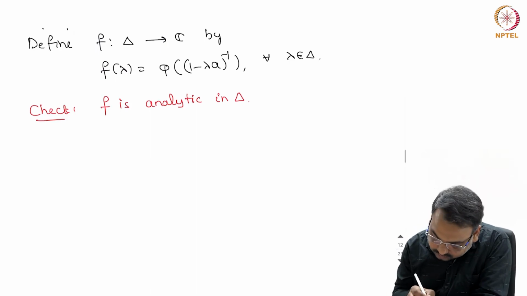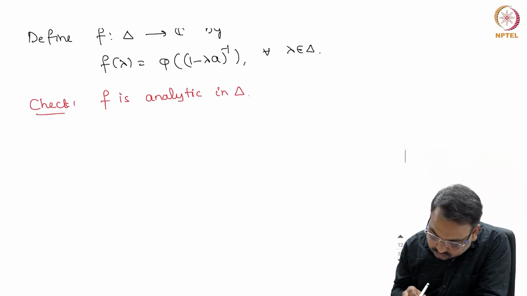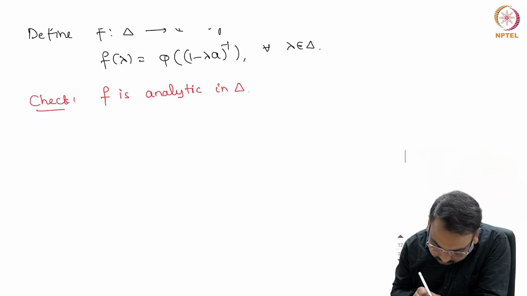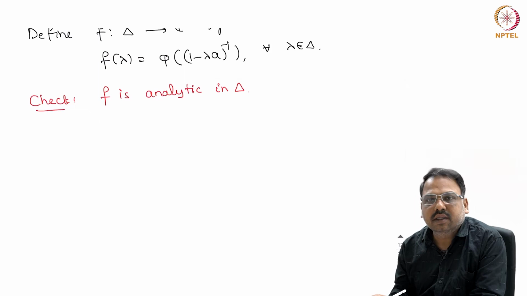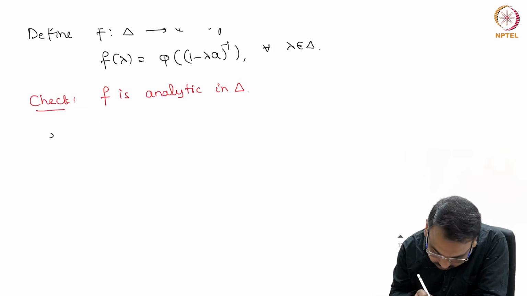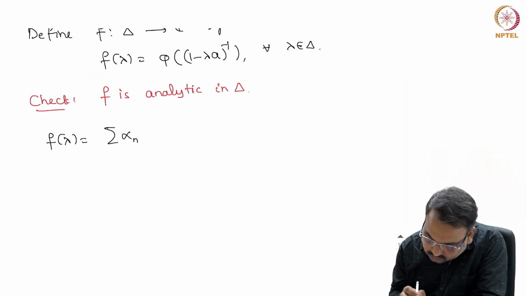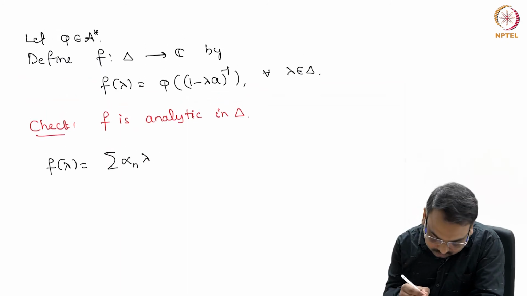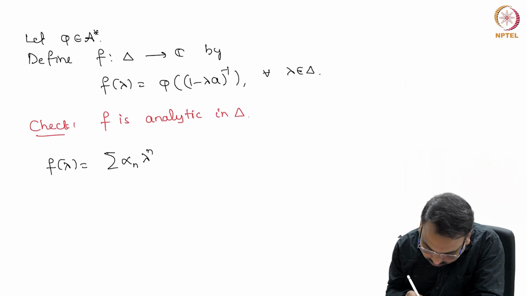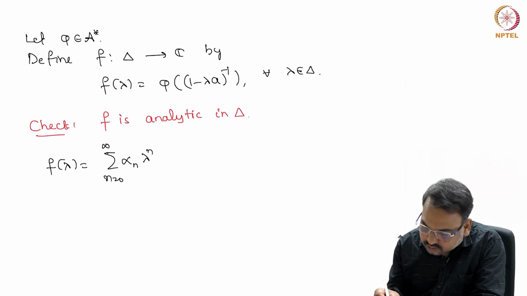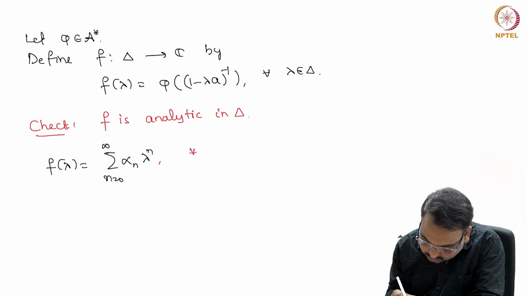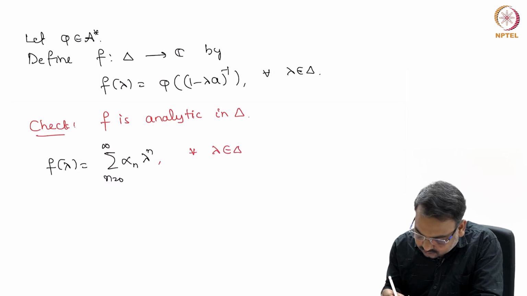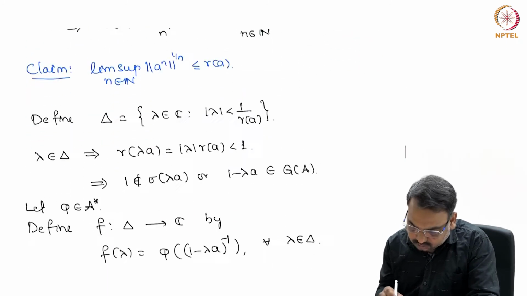Now if f is analytic, we can represent it by a power series. So f lambda can be written as the sum of alpha n lambda n, n equal to 0 to infinity, for all lambda in delta. So let us call this 2.